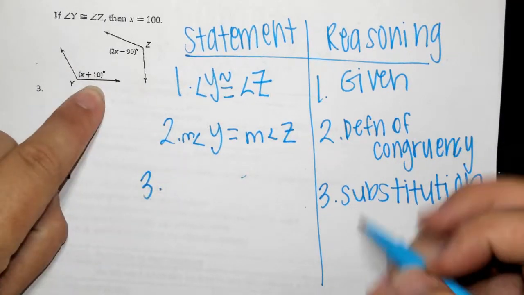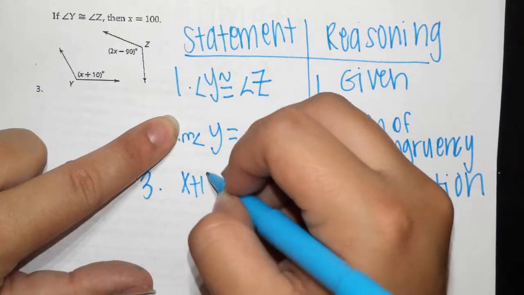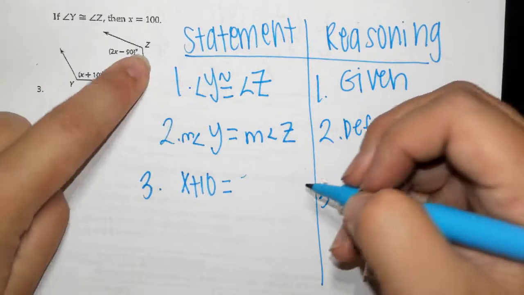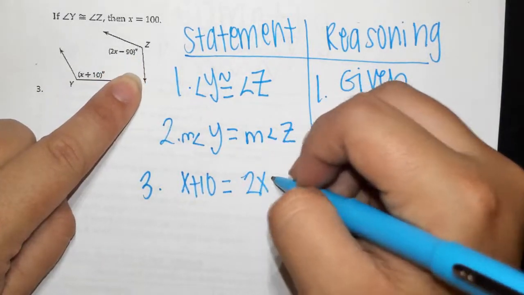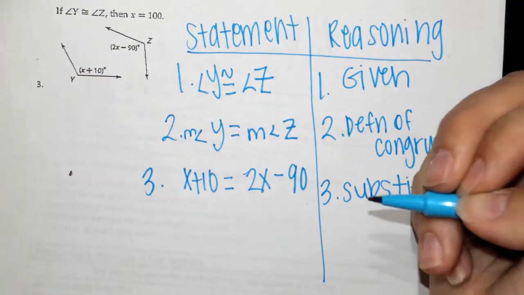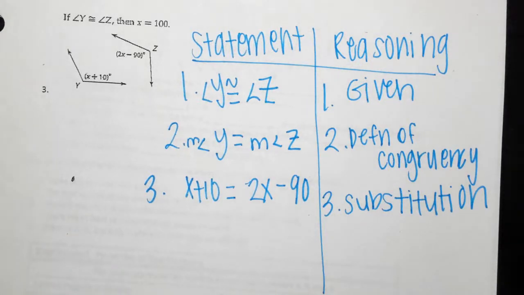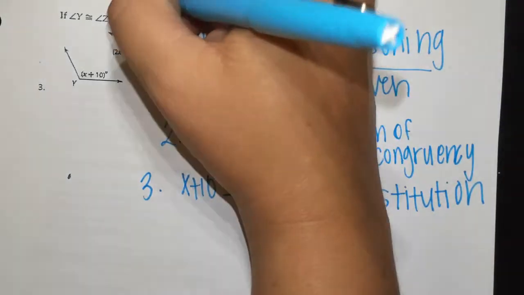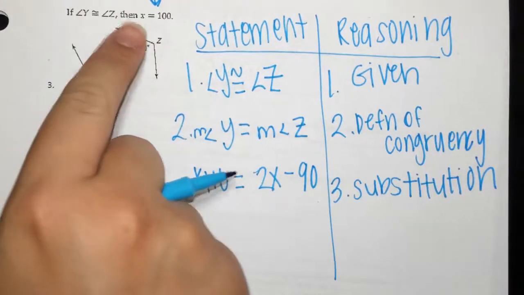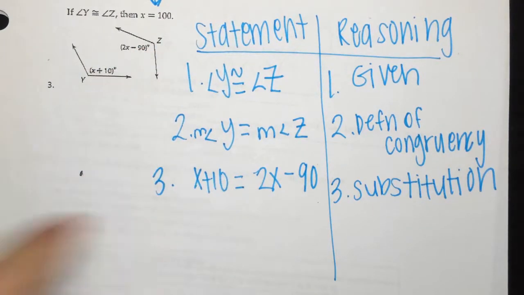So the measure of angle Y is x plus 10, and the measure of angle Z is 2x minus 90. Now, I'm not going to finish this, but I want you to finish it. Okay, so x needs to be 100 and x needs to be on the left side. So try to finish this one.